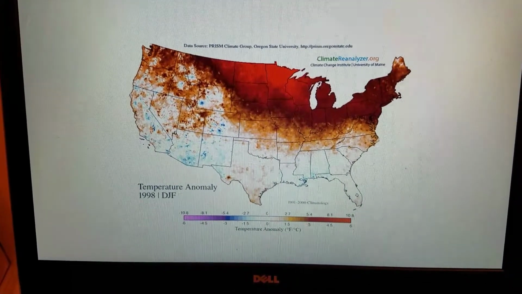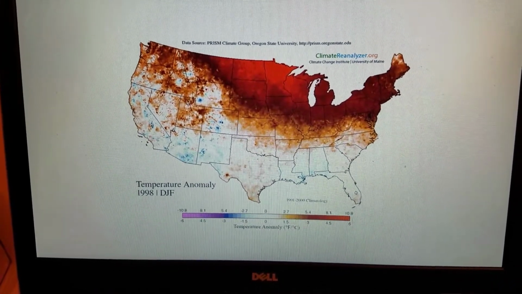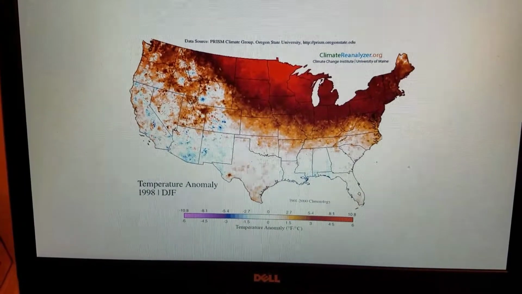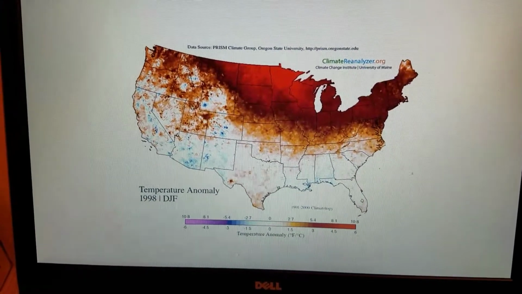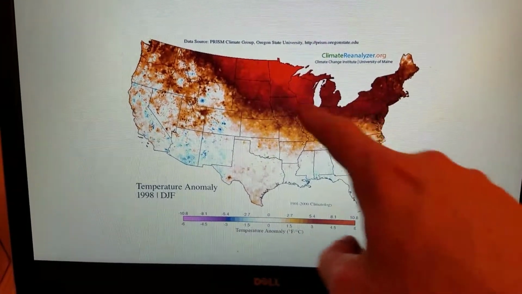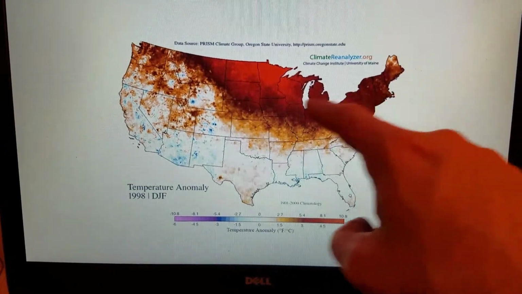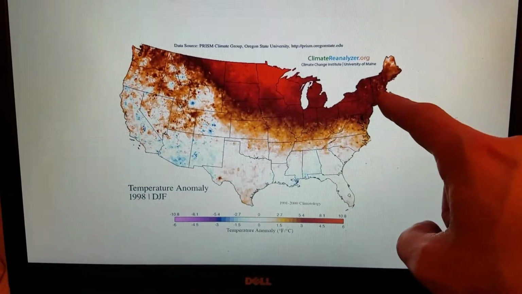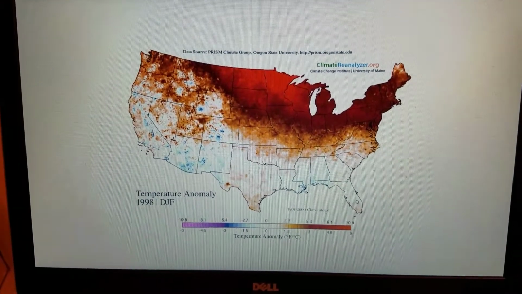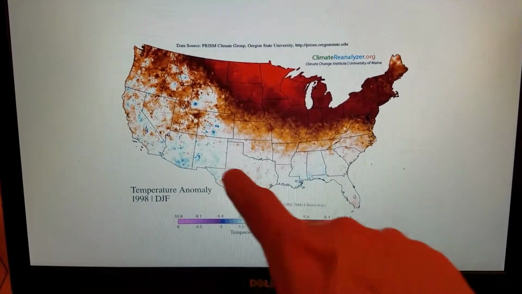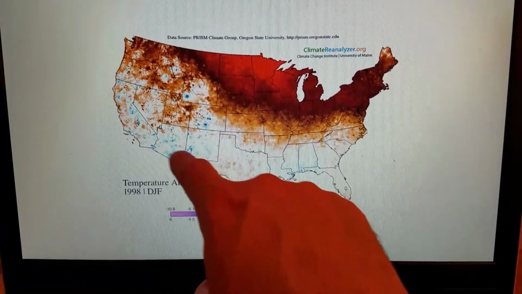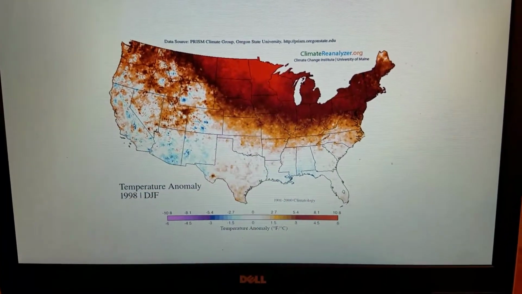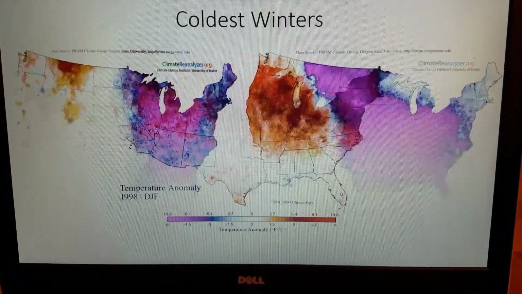And then 1998 concludes our warmest winters as far as our data goes back, looking at the PRISM Climate Group. Really concentrated warmth basically over the northern United States as a whole. So very warm winter in 1998 as well. Just a few cool spots down in the desert Southwest and into California. But again, a very mild winter overall.